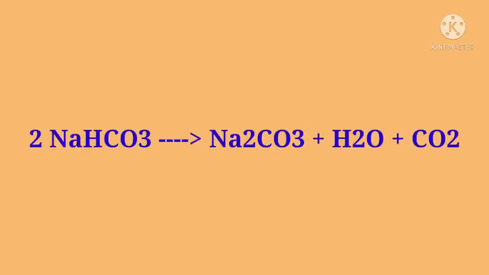So when we are heating baking soda, it will undergo thermal decomposition and produce three products: Na2CO3, H2O plus CO2. This carbon dioxide helps in making the food items soft and spongy. Now, when this baking soda becomes hot, it produces Na2CO3, H2O and CO2. The equation we can write like this: 2NaHCO3 on heating gives Na2CO3 plus H2O plus CO2.